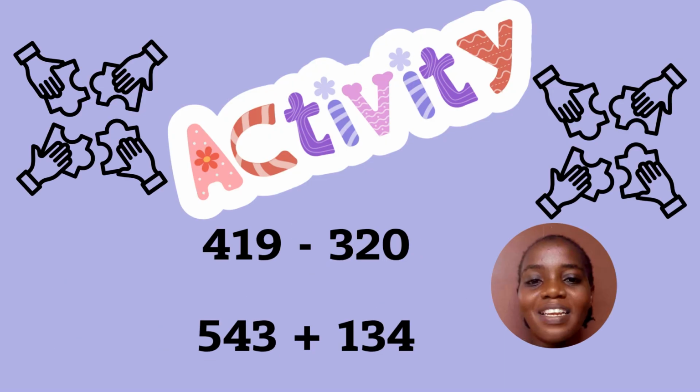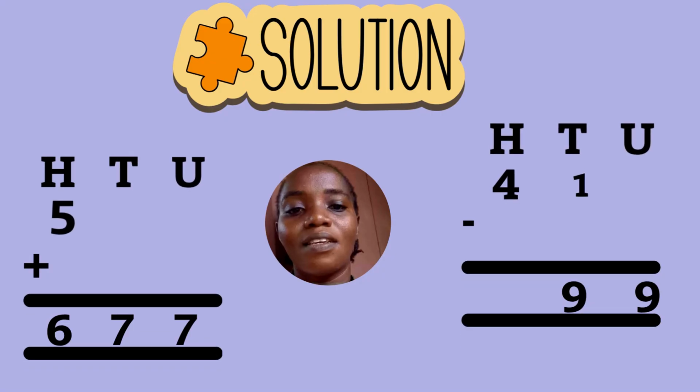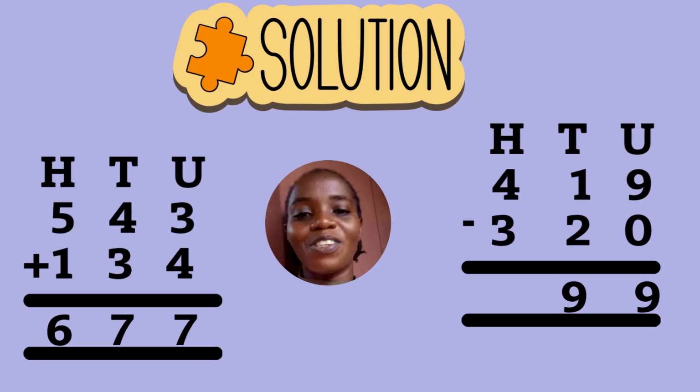Okay, champion, let's see if you can attempt these activities on the screen. Number one, 419 minus 320. And number two, 543 plus 134. Okay, let's do the solution together.